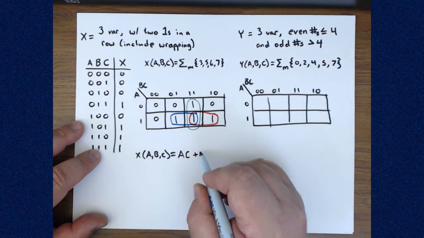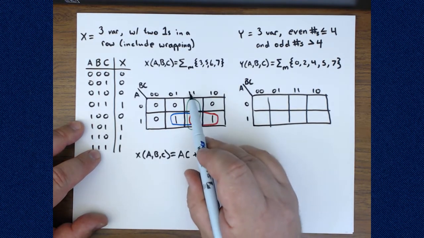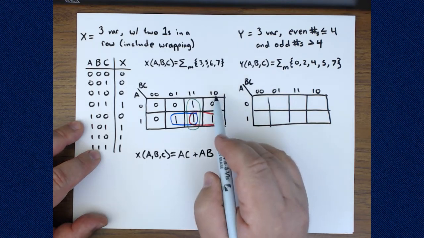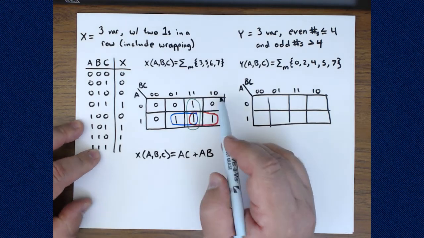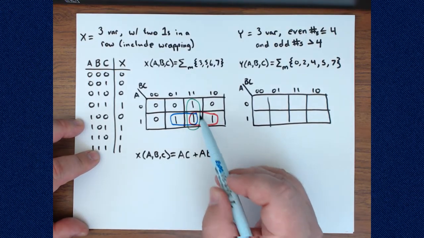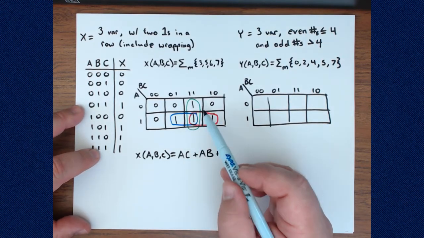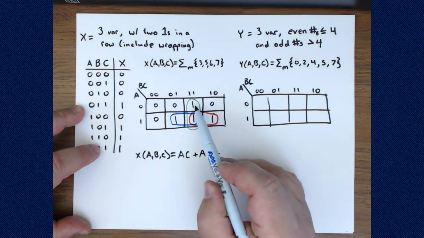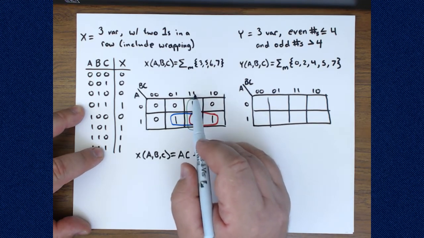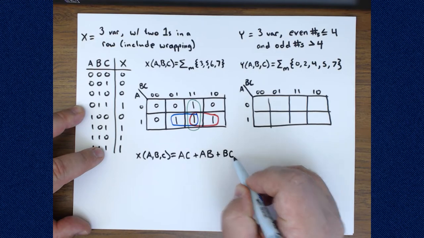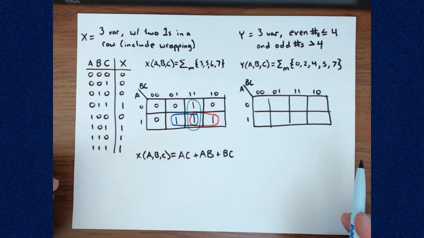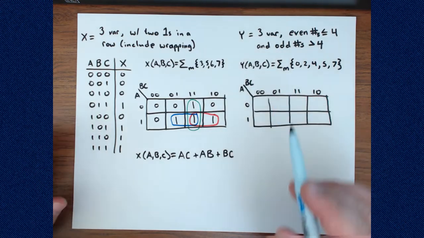Let's see, a still has to be 1, so that's good. B is also a 1 in both of these positions. But C goes from 0 to 1, and since it differs within the same rectangle, we eliminate it. Let's do the last one here, the green one. This time we have A is a 0 in the top one, and A is a 1 in the bottom, so A is out. And it looks like B and C both have to be 1s. So B and C. And there we have our simplified sum of products for that function. Now let's do this function y.